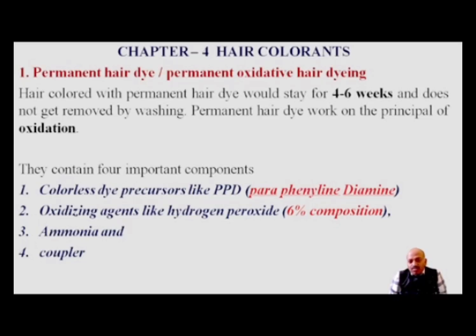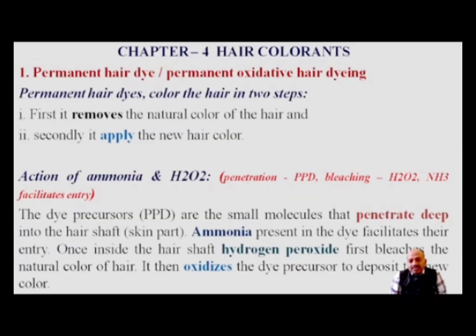They contain four important components. Permanent hair dyes or oxidative dyes contain colorless dye precursors like PPD, that is paraphenylenediamine; the second is oxidizing agents like hydrogen peroxide, 6% composition; the third is the chemical ammonia; and the fourth is the coupler. These four important components make the color of the dye permanent. Permanent hair dyes color the hair in two steps. The first is that it removes the natural color of the hair.